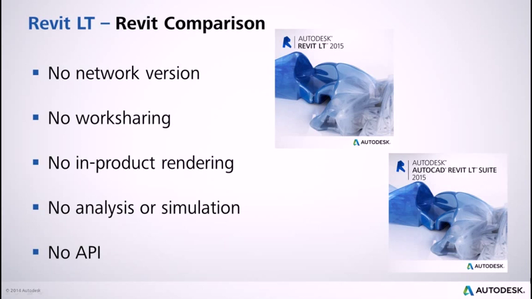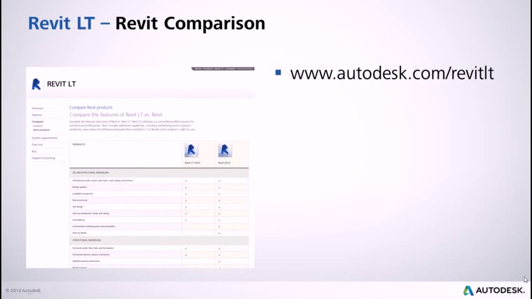There's no in-product rendering, but as you've seen, there's great value in being able to use the cloud rendering service. And also there's no energy analysis or structural simulation. Also, there's no extensibility through the programming interface. So where people have created third-party add-ons for Revit, these can't be used with Revit LT. If you'd like to know more about Revit LT and Revit comparisons, then I would suggest going to the Autodesk.com website, Revit LT product pages, where we have a full comparison matrix between both AutoCAD LT and Revit LT, and between Revit LT and Revit.